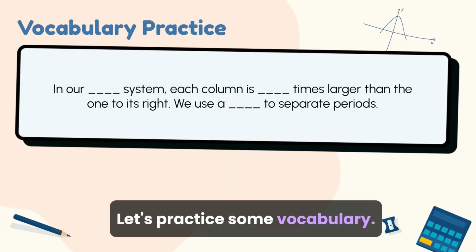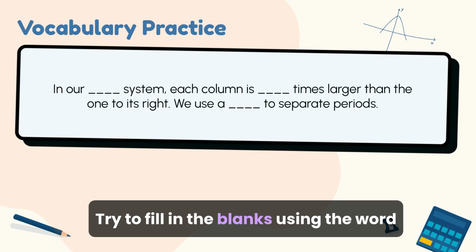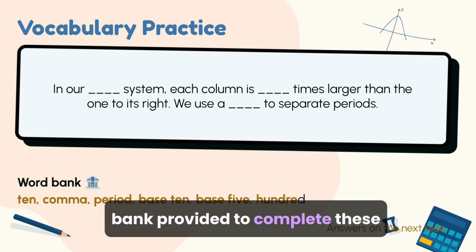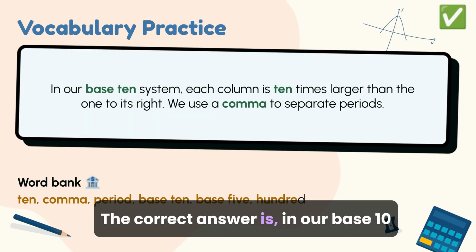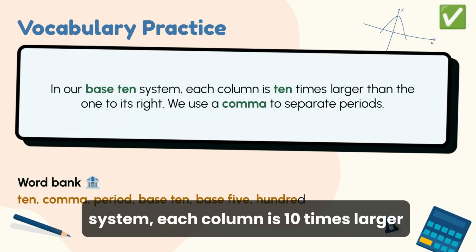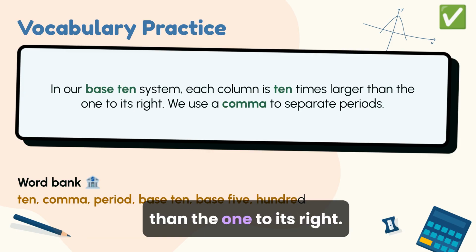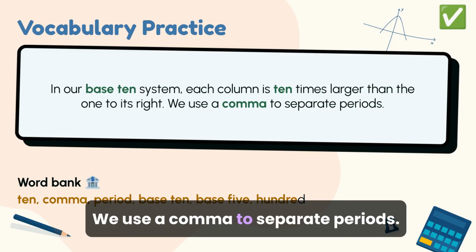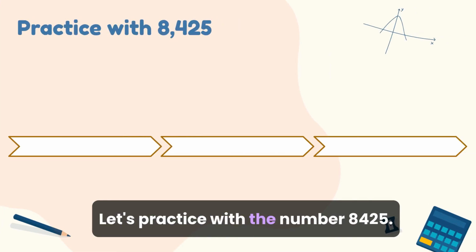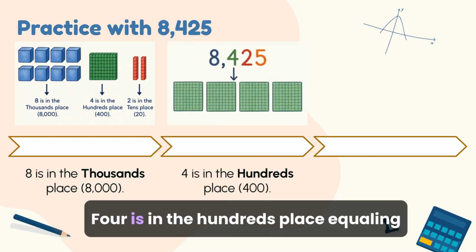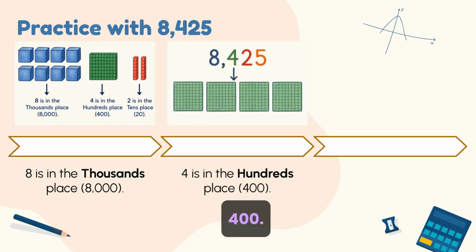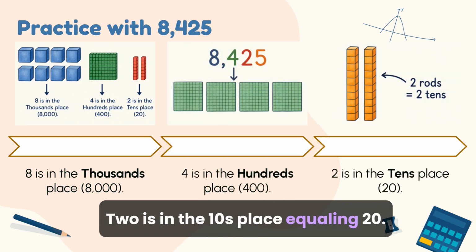Let's practice some vocabulary. Try to fill in the blanks using the word bank provided to complete these sentences about the base 10 system and periods. The correct answer is: in our base 10 system, each column is 10 times larger than the one to its right. We use a comma to separate periods. Let's practice with the number 8,425. 8 is in the thousands place, equaling 8,000. 4 is in the hundreds place, equaling 400. 2 is in the tens place, equaling 20.